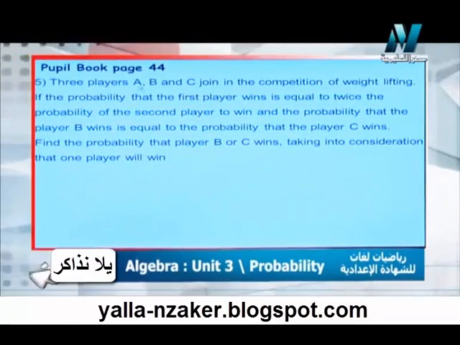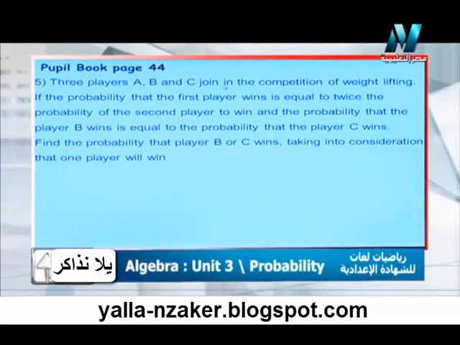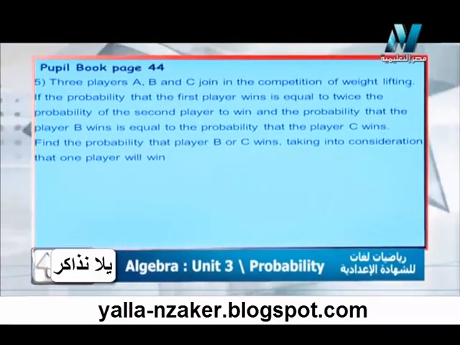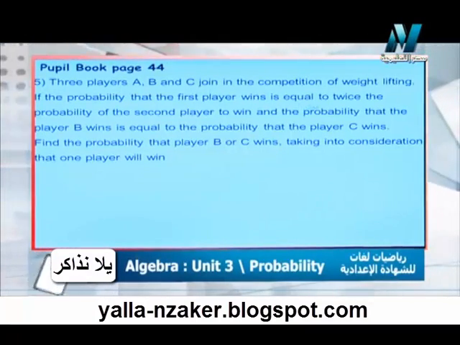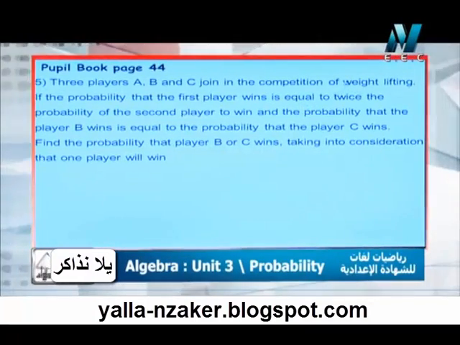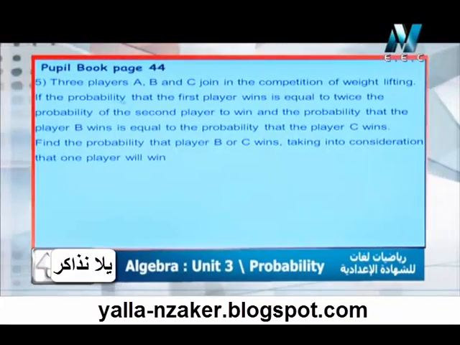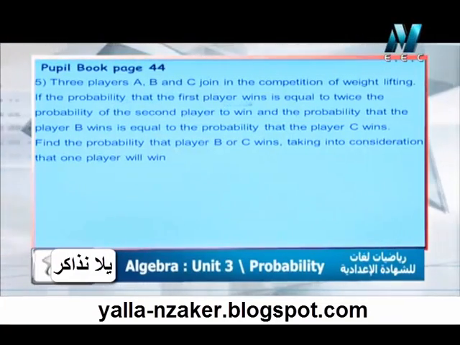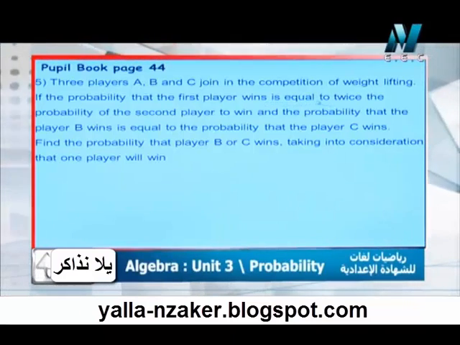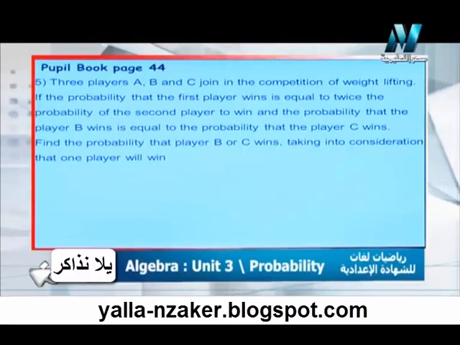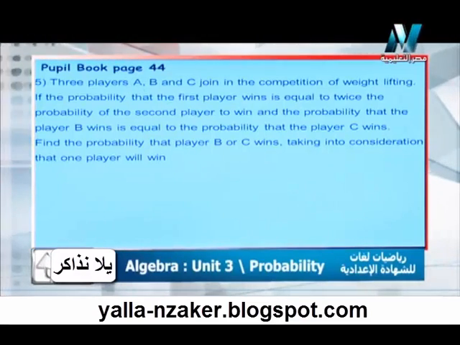3 players A, B and C join a competition of weight lifting. I have 3 participants competing in weight lifting. One of them must win, actually; all three can't win, right? It says that the probability that the first player wins is equal to twice the probability of the second player to win. What is the first player's name? We said the first player is A.